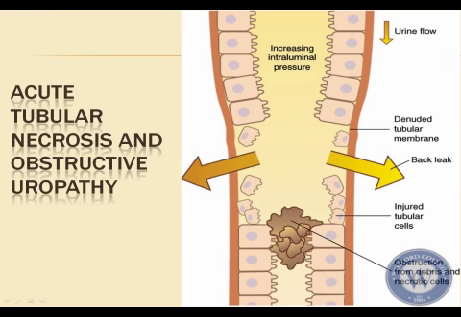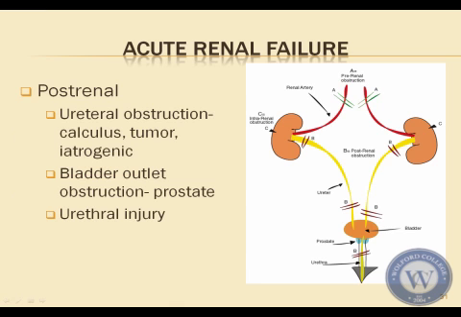So in acute tubular necrosis and obstructive uropathy, two things happen. You see an increase in intraluminal pressure as debris and necrotic cells begin to fill up the tubular lumen. This causes a back leak, due to injured tubular cells being unable to protect the basement membrane, and allows urine to be reabsorbed into the person, with a loss of the ability to filter and remove toxins from the patient's body.